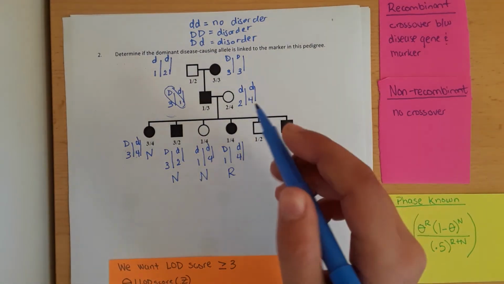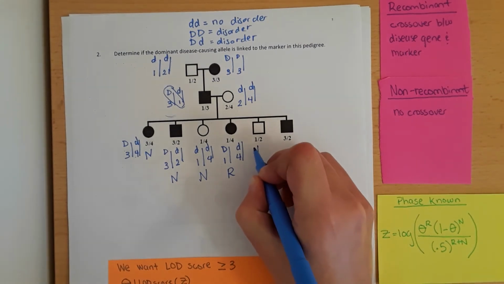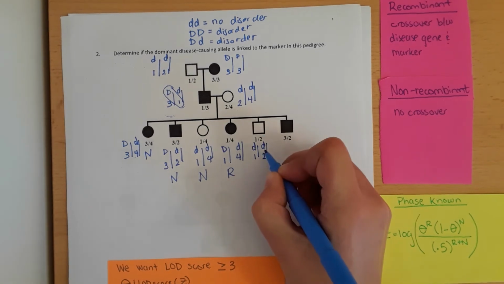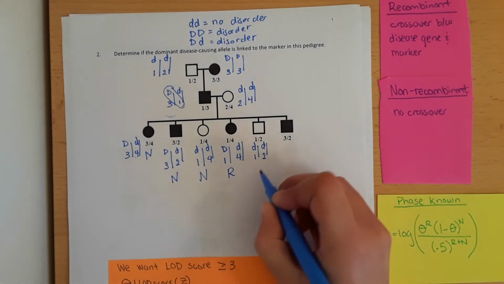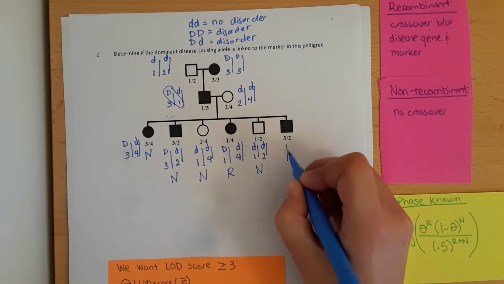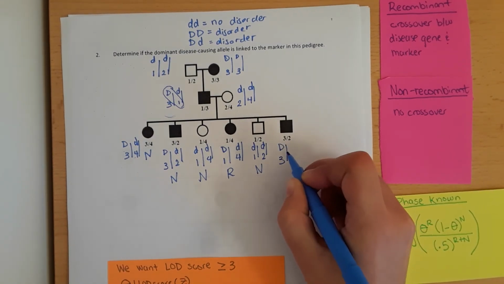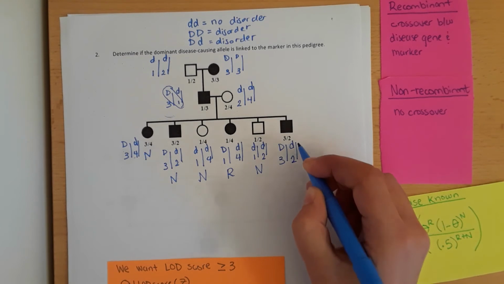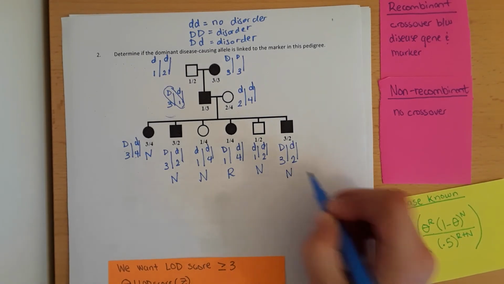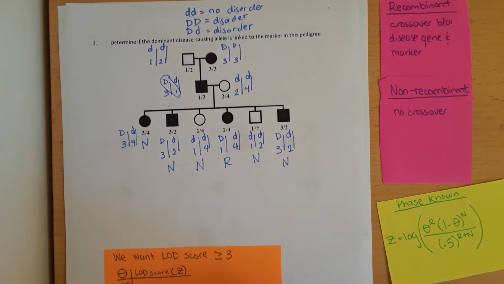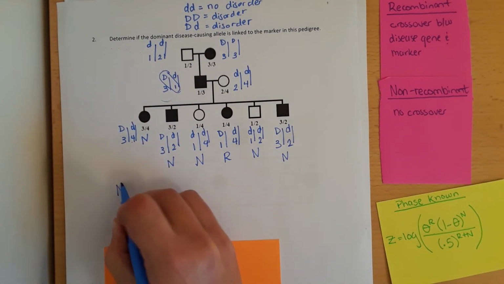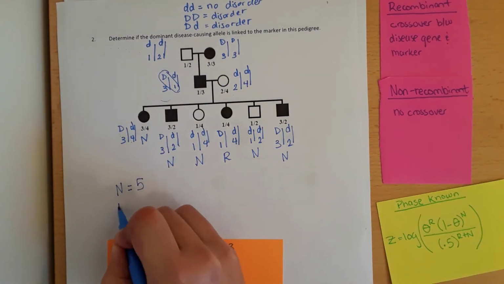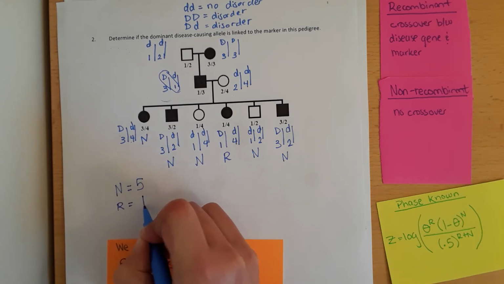So now we're on to this person, and it looks like they got the normal set from both parents because they aren't shaded in, as they are not supposed to be. So this is non-recombinant. And then this person is shaded in, so they got a big D, and then a small d2, so this is non-recombinant. So now we want to count how many we have. So non-recombinant people, we have 1, 2, 3, 4, 5. Then recombinant people, we have 1.